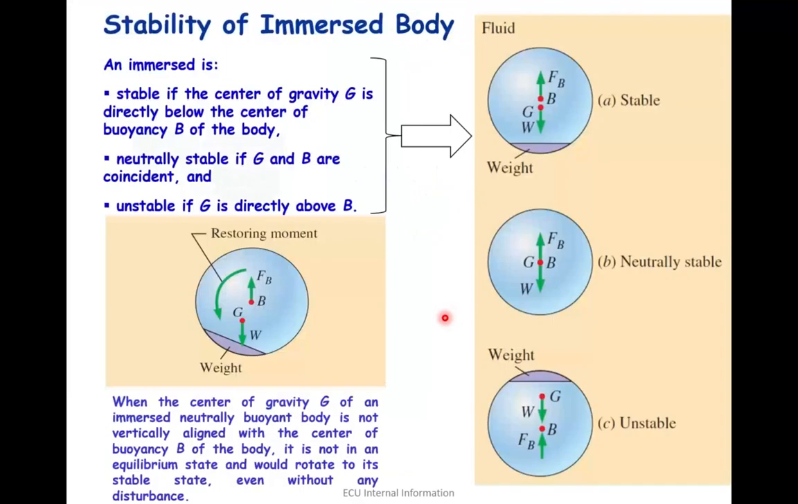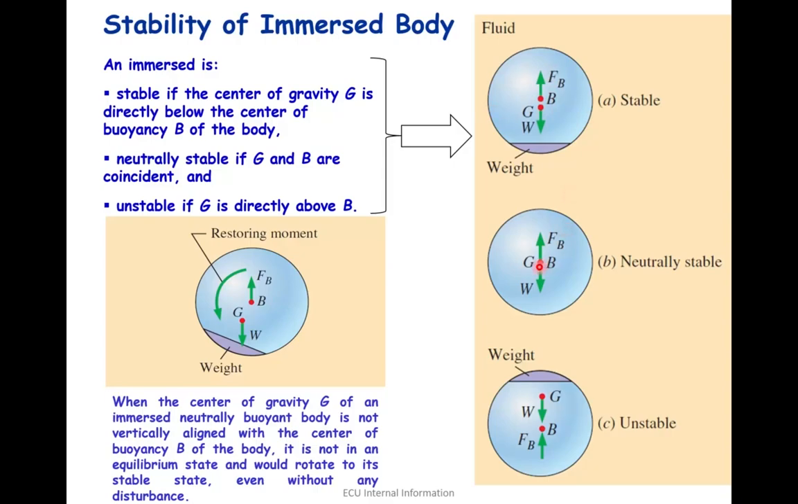Now, sometimes the stability of an immersed body is different. Looking at an immersed body, you have a center of gravity and a center of buoyancy. If the object is immersed in liquid, it is different from floating. So if the center of buoyancy is above the center of gravity, we say the object is stable. Why? Because if you tilt it this way or that way, it will go back to its original position.